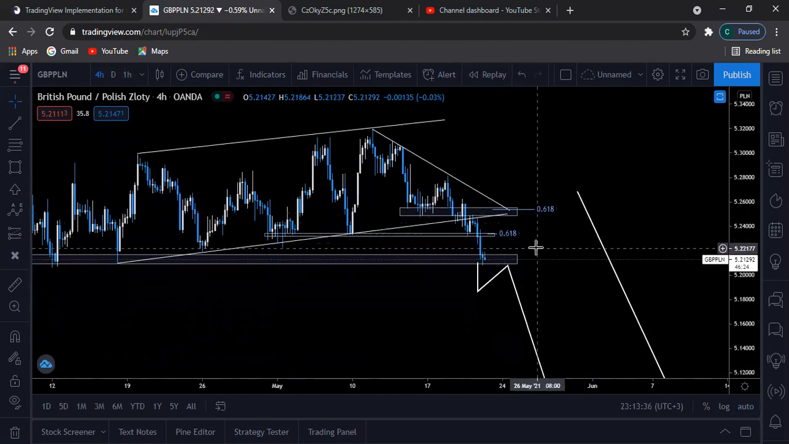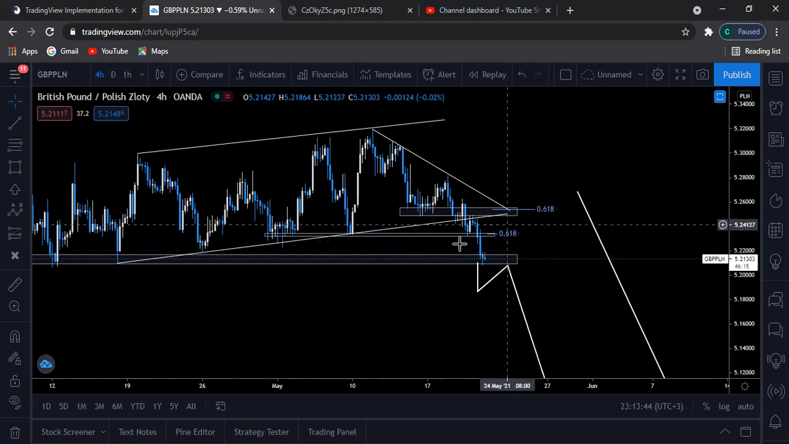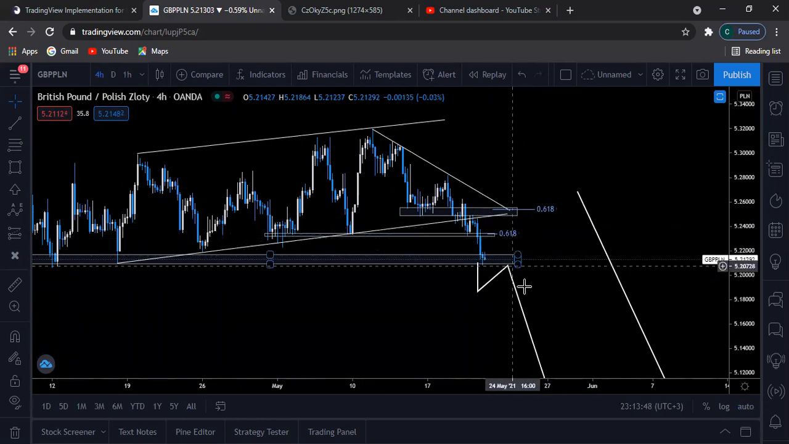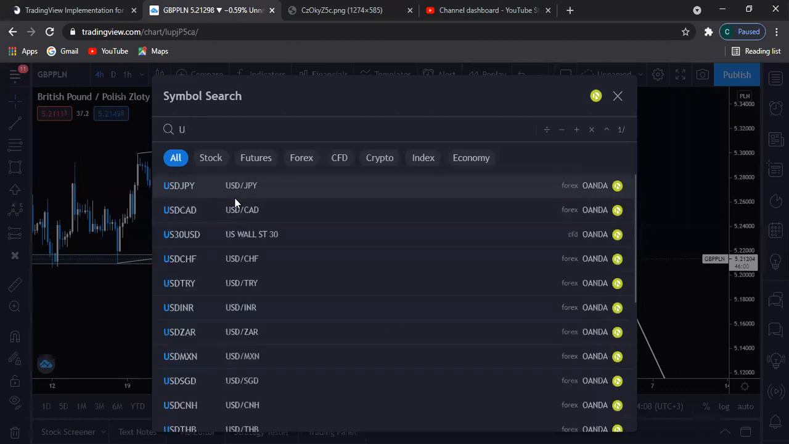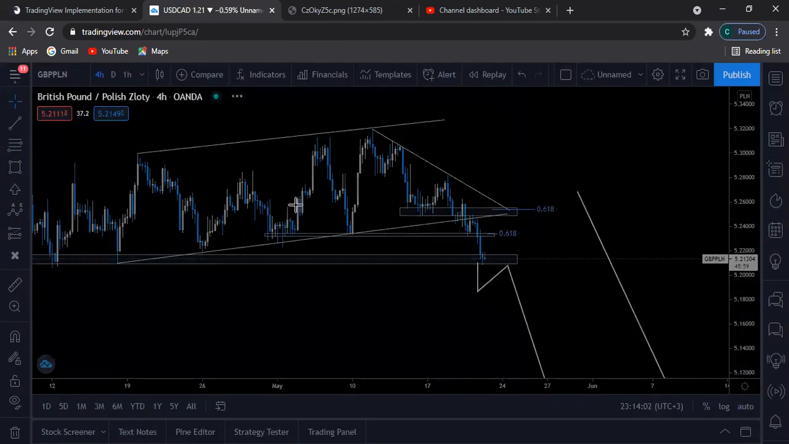Remember, we started with this from the monthly, and having that bigger picture in mind that this pair is bearish biased has helped us to come all the way down here and get all these multiple possible entry scenarios. We'll be talking more about multiple time frame analysis in the coming videos. But now let's talk about USDCAD and how we got it, how it played out, and all that.